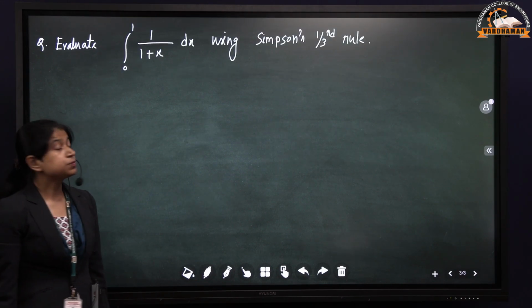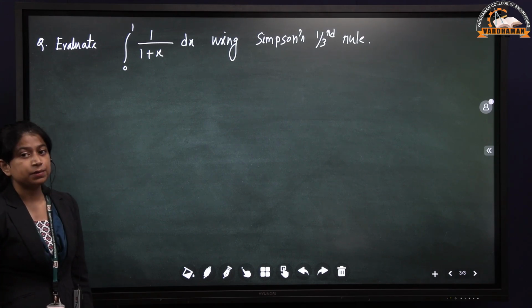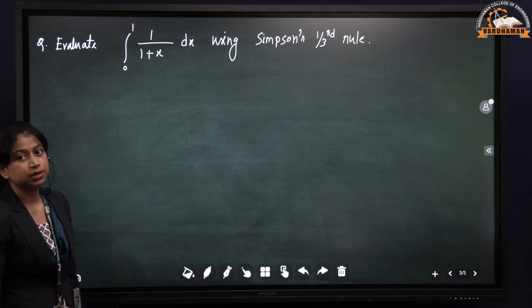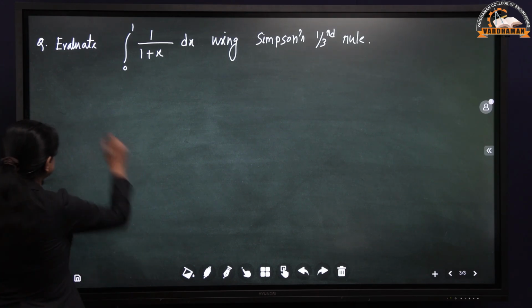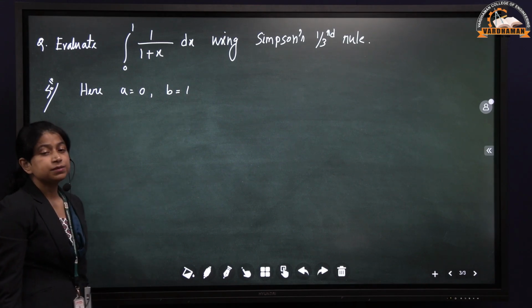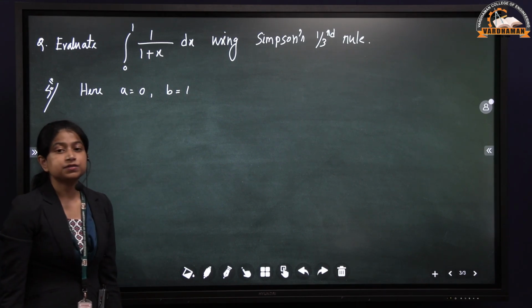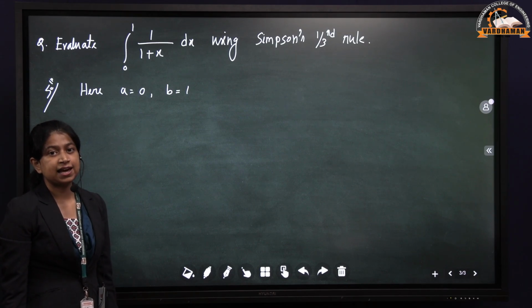Let us now look at this problem where we need to evaluate integration 0 to 1, 1 by 1 plus x dx using Simpson's 1/3 rule. So here neither h nor n is mentioned. So what we will do here, a equal to 0, b equal to 1. As for Simpson's 1/3 rule, the number of subintervals must be even. So let us take number of subintervals as 6.